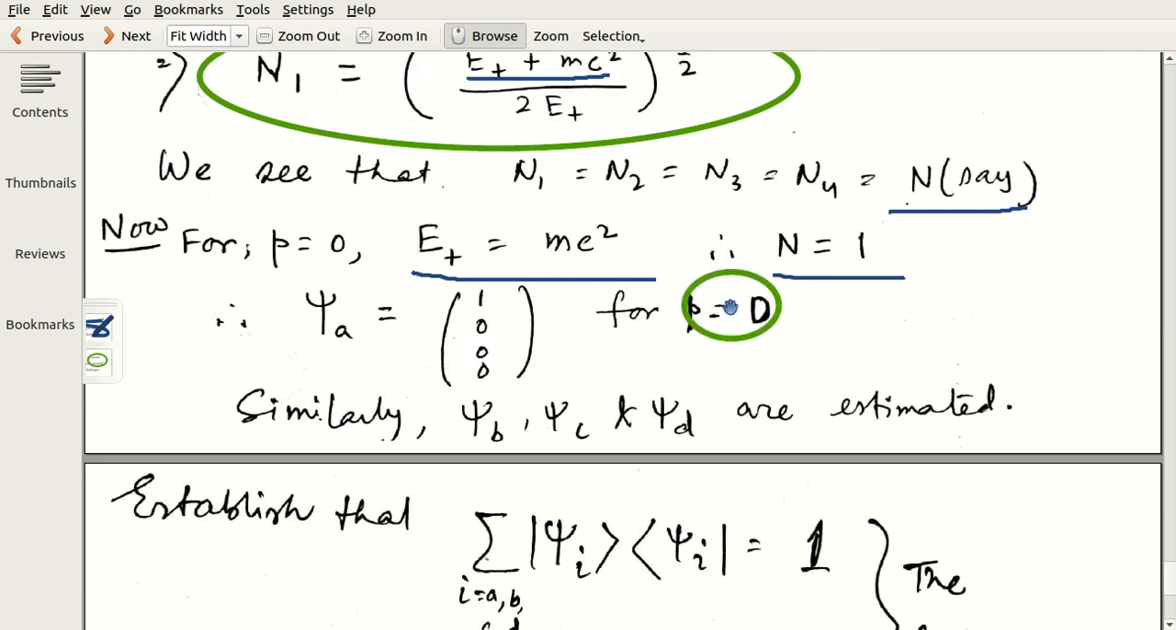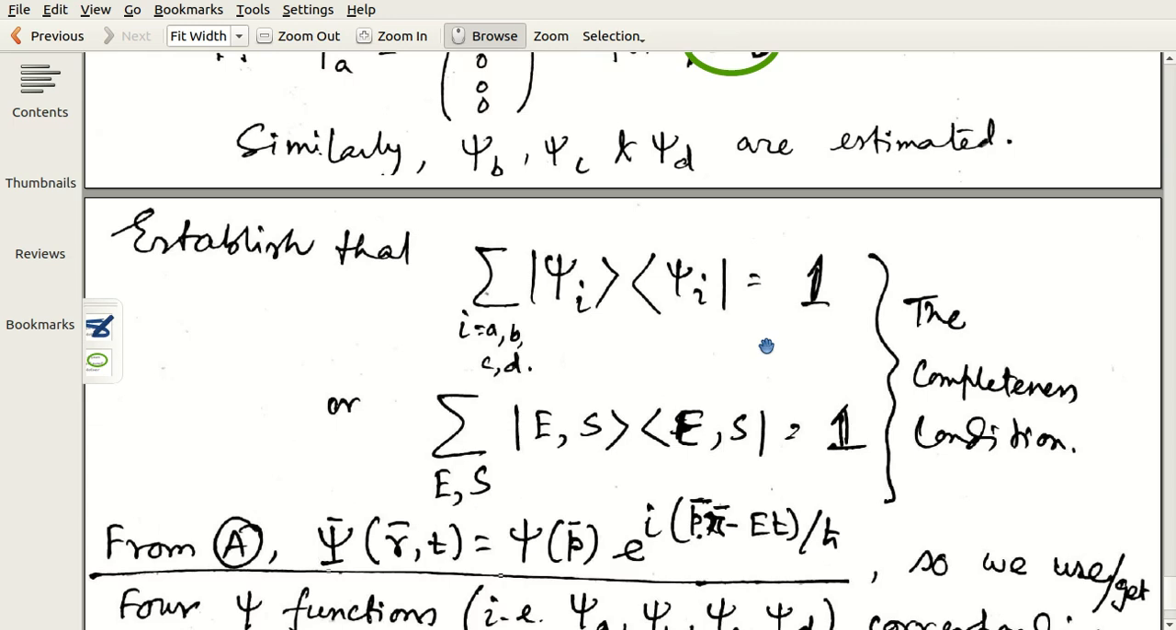And we can evaluate psi b, psi c, psi d in a similar manner. And then we go on to estimate the outer products of all psi I, where I runs over A, B, C and D. So 4 psis, and we calculate the outer product there and then sum up.